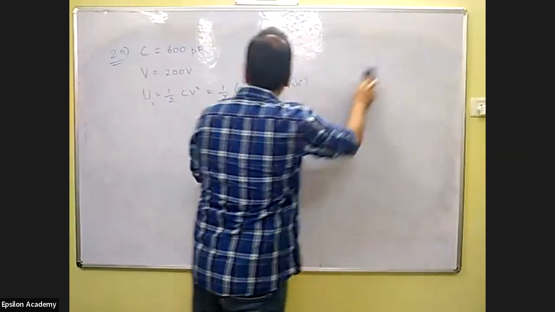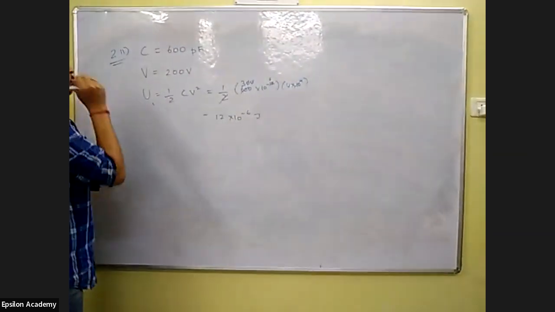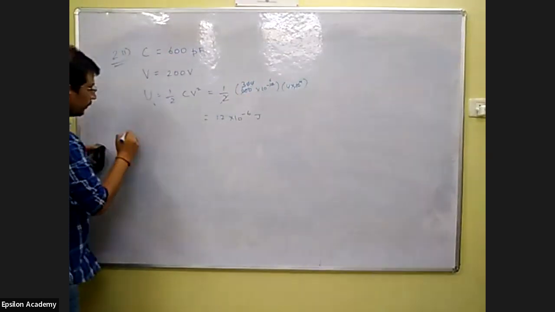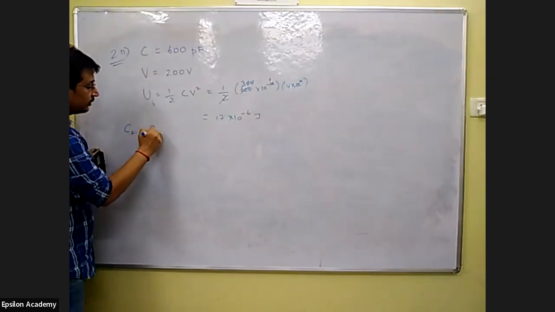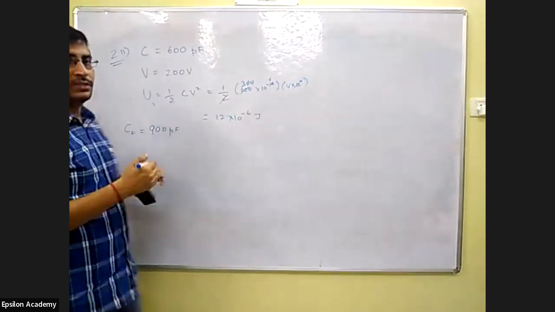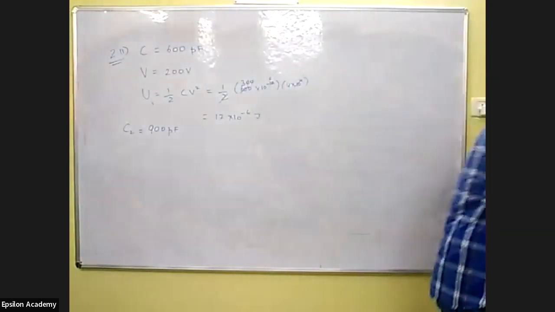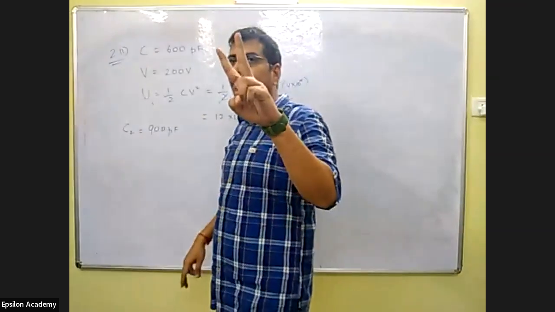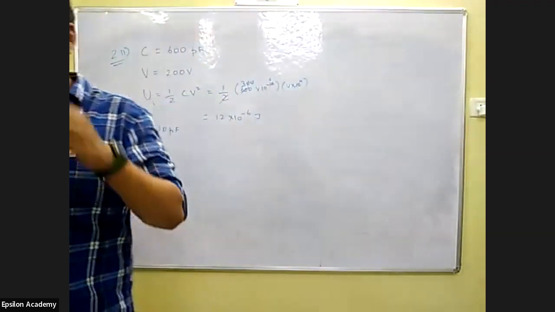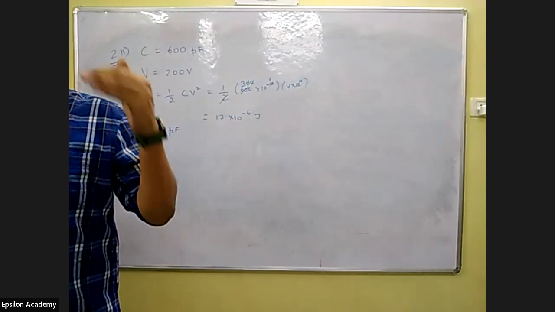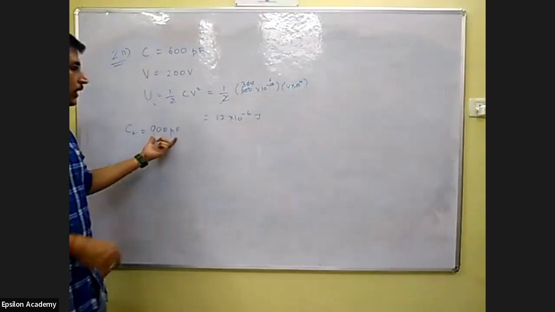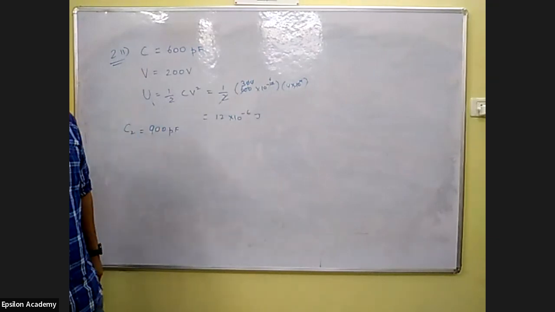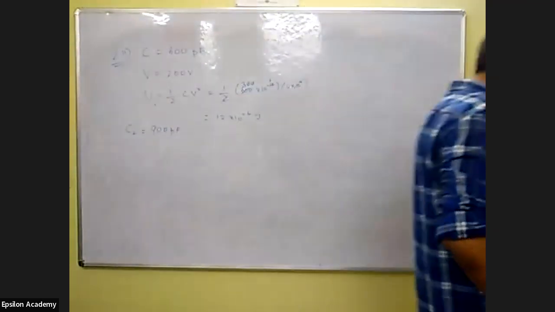I want to make a change in the values. So let it be 600 picofarad here. The other capacitor C2, let us take it as 900 picofarad. Now calculate the energy loss. So till here it is the same. There are two capacitors in this problem. The 600 is first charged, then disconnected from the power source and connected to a 900 picofarad capacitor. Now calculate what is the energy loss in this process. Go fast.